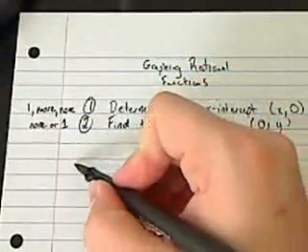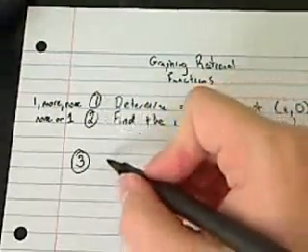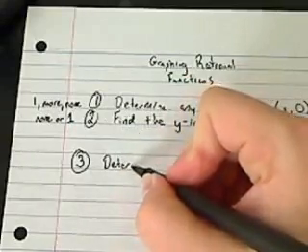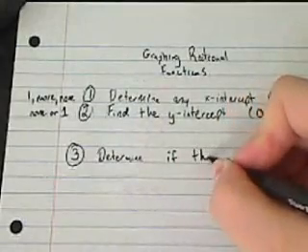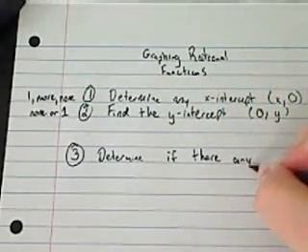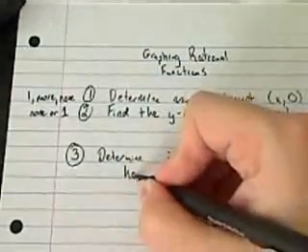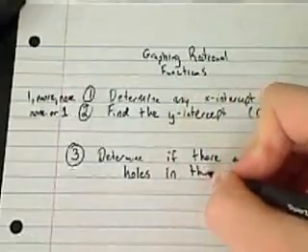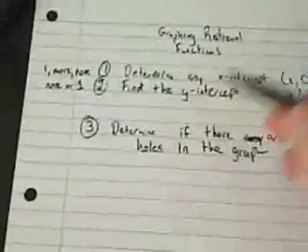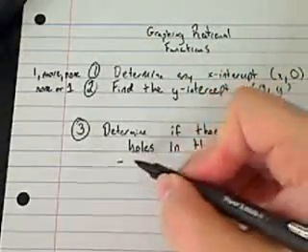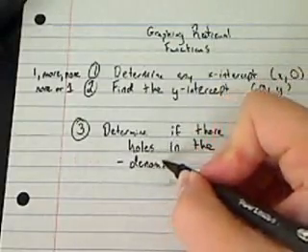Then last year, step 3, everybody should be familiar with this. We're going to determine if there are any points of discontinuity. And we're going to start by looking if there are any holes. And so the way we determine if there are any holes is if we factor the equation, both the numerator and the denominator, if we have a common factor that will divide out.